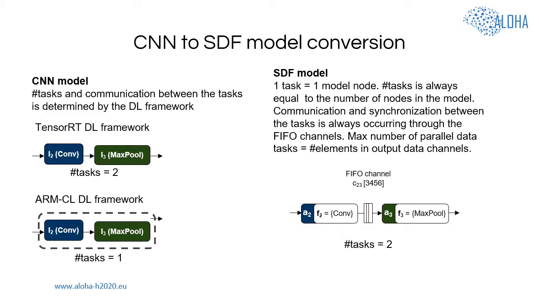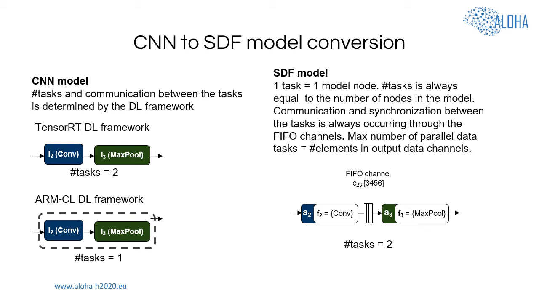In the first step of our methodology, we explicitly specify parallelism available in the CNN. When the CNN is represented as a CNN model and executed by means of a deep learning framework, such as TensorRT or TensorFlow or ARM compute library, the parallelism within the CNN is specified by the deep learning framework and can vary for different frameworks. On this slide, you can see an example where two layers of a CNN are interpreted as two tasks by the TensorRT framework, but only as one task by the ARM compute library framework.